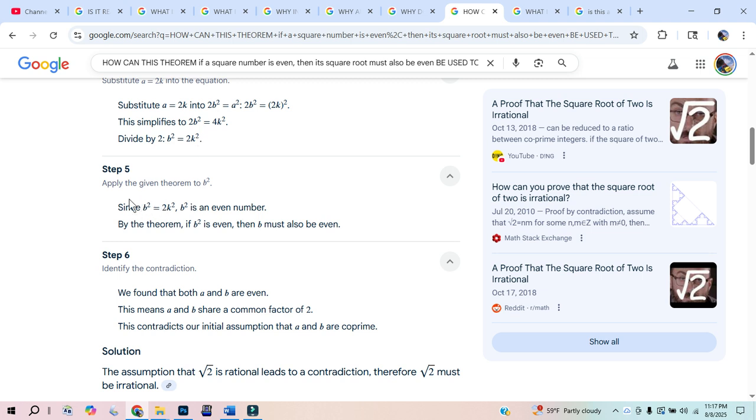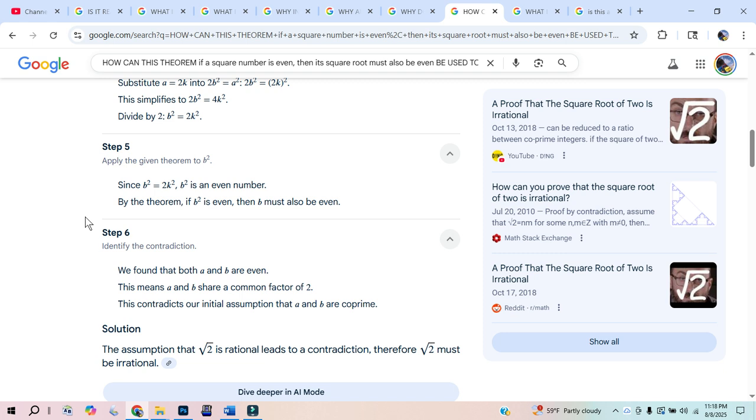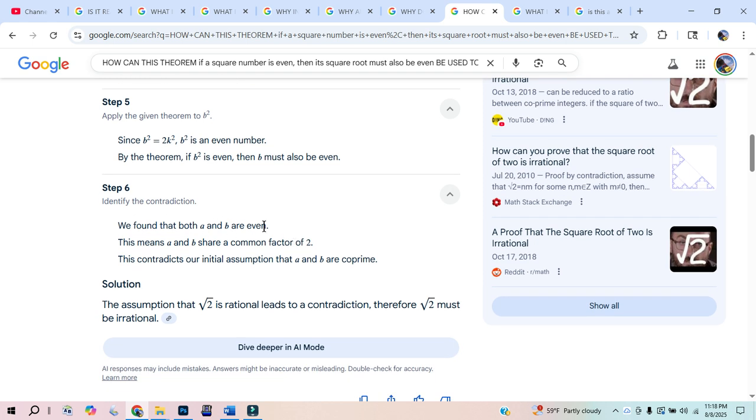I don't know the formal proof that if a number is squared, then the number itself, since b squared is 2k squared, b squared is this one. By the theorem, I need to look this one up once I'm done making this video, that if b squared is even, then b must also be even. Cool. Okay, I need to look that one up. But therefore, a and b are both even. And so we found that a and b are both even, which contradicts what we set up.